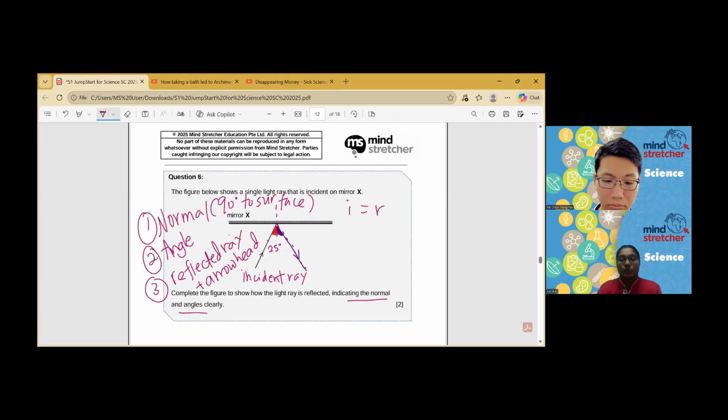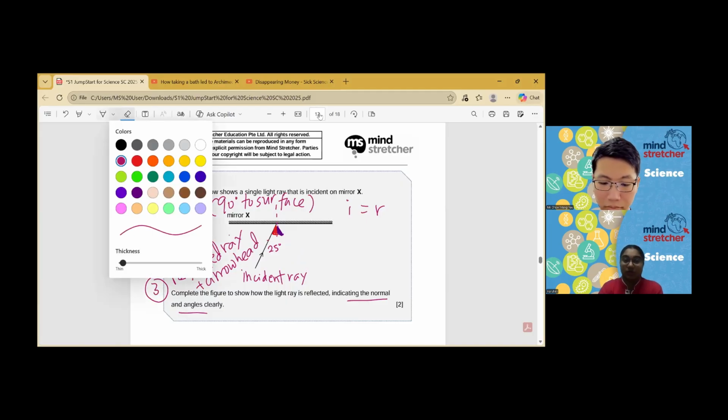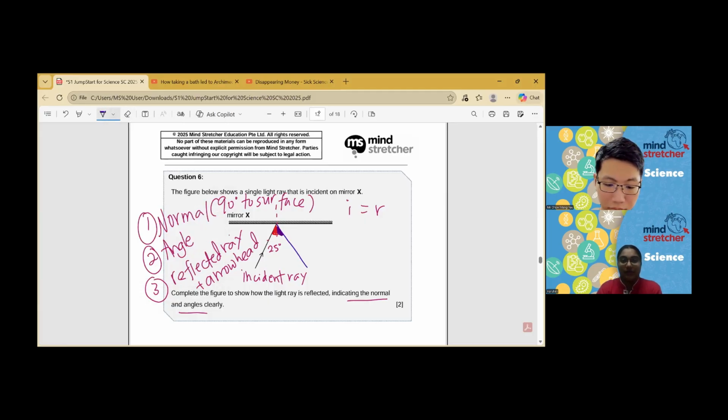Okay, anyone here manage to get this, or anyone need me to repeat? Okay, let me redraw this part. Please make sure only your normal has to be dotted. The incident ray and your reflected ray have to be solid.